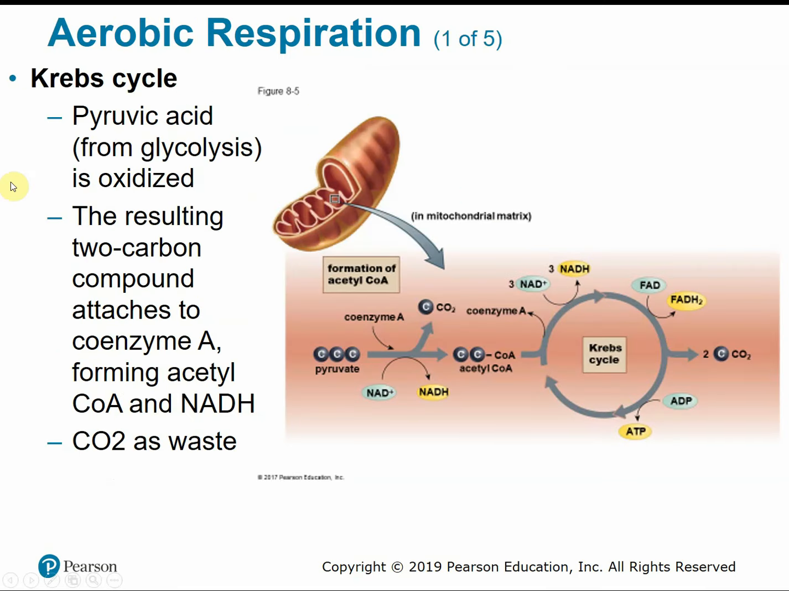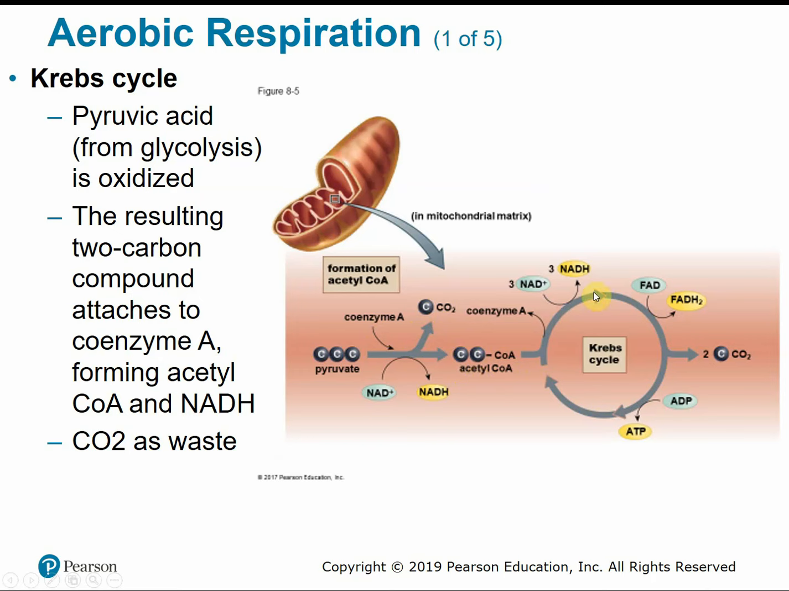Krebs cycle is the second step of cellular respiration. During the Krebs cycle, pyruvic acid is going to be oxidized into a 2-carbon molecule. Our third carbon that's cleaved off will just be given off as CO2. So this is why we exhale CO2 when we breathe in oxygen. Our remaining 2-carbon compound binds to coenzyme A and forms acetyl-CoA. Acetyl-CoA is what's going to enter into the Krebs cycle.